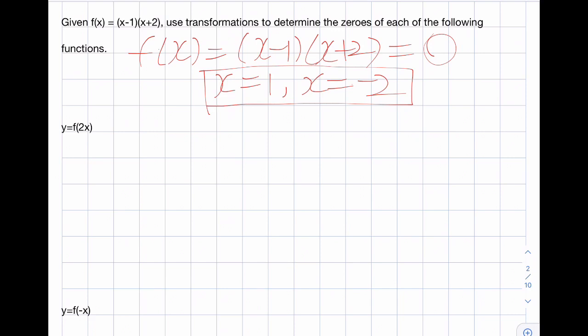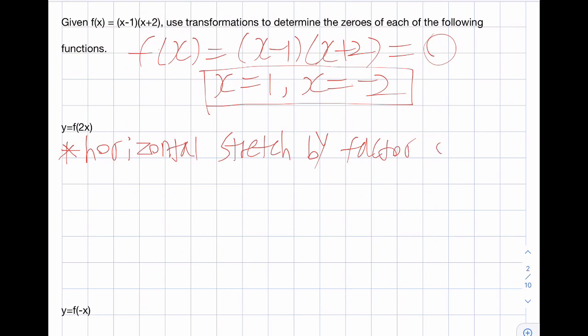Now let's look at the first function. It is y equals f of 2x, and we need to determine what transformation occurred here. We can see that it is a horizontal stretch by a factor of 1/2.